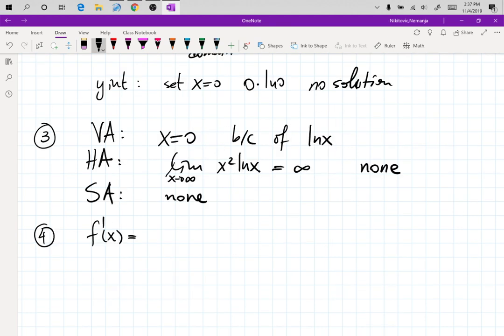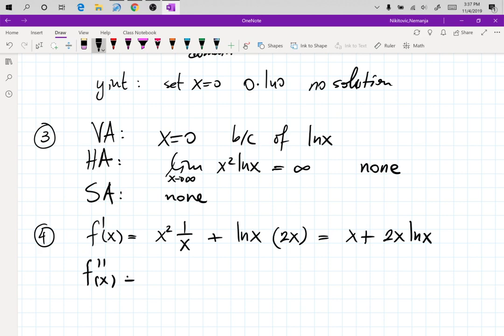Good. So that's that. We have x squared times ln x, so it's a product rule. Copy the first times derivative of the second, which is 1 over x, plus ln x times derivative of the first, which is 2x. When you simplify this, you get x plus 2x ln x. So this is our first derivative, and we need the second derivative as well. So I'm going to circle the first derivative in blue, and, oh, I forgot to circle the asymptotes. There we go.